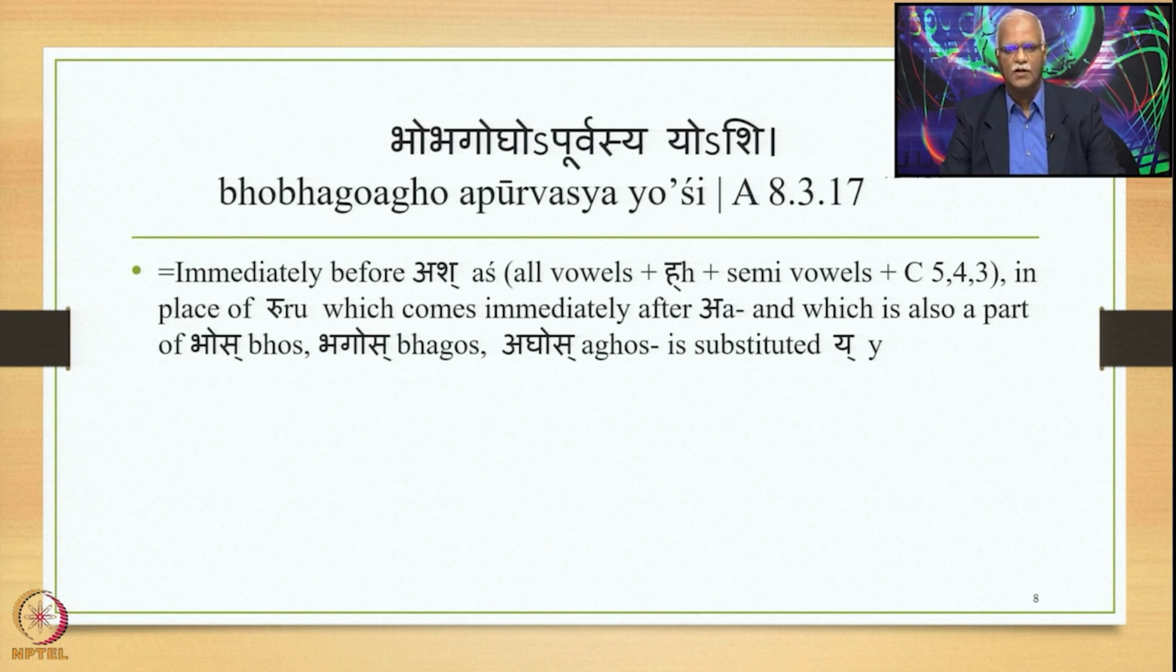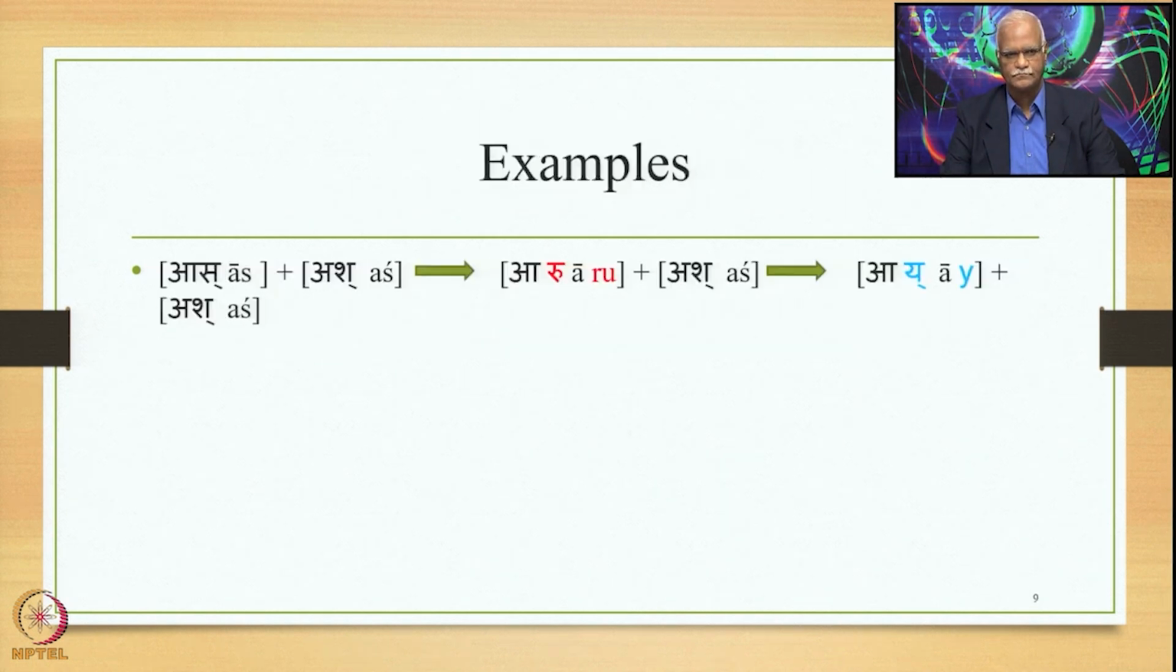I repeat, immediately before ash, all vowels plus h plus semi-vowels plus class consonants 5, 4 and 3, in place of ru, which comes immediately after a and which is also a part of bhos, bhagos and aghos, is substituted by ya.